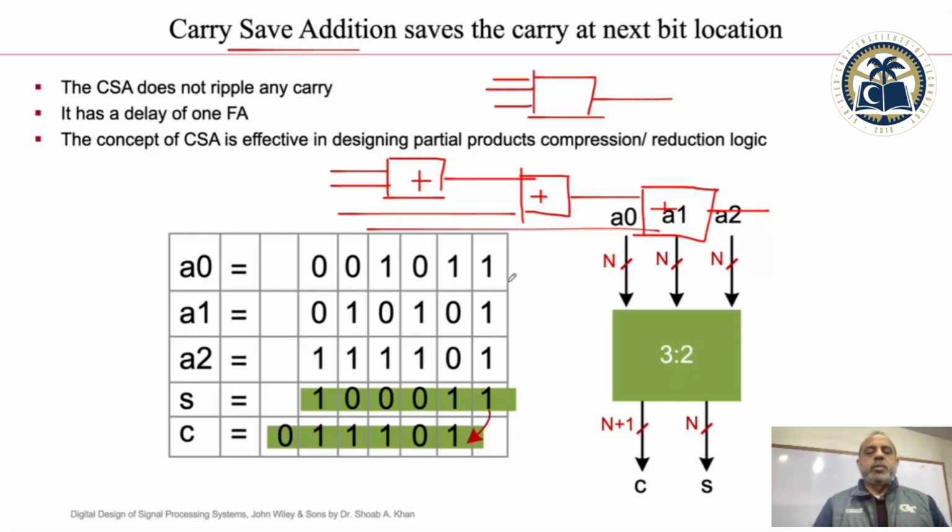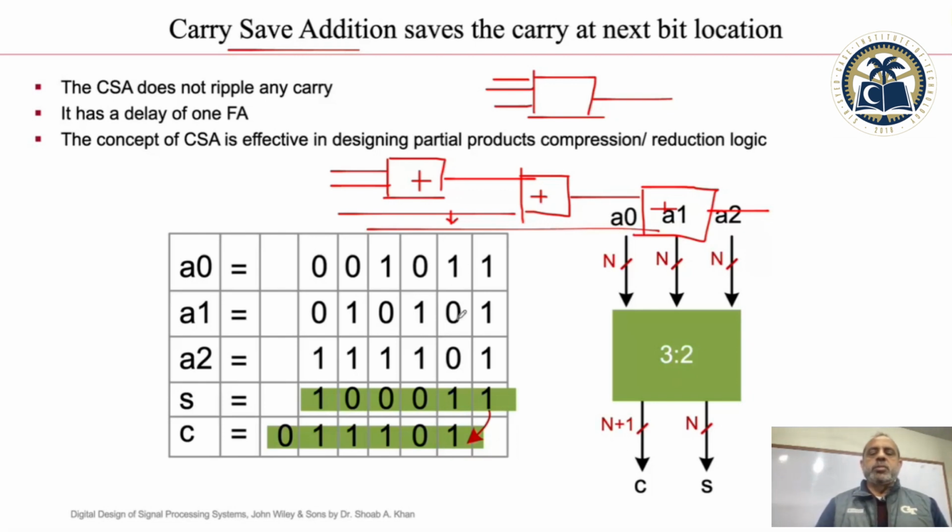Just, for example, you add 1 plus 1 plus 1, answer is 1, carry is 1. So the carry goes to the next bit level. Okay, so just put 1 here and put 1 here. So you are not propagating, you are saving. Save it for the next logic which will add these 2, using just one carry propagate adder.